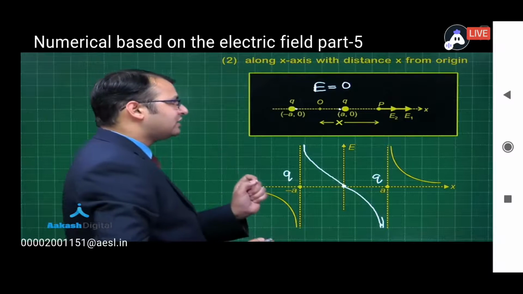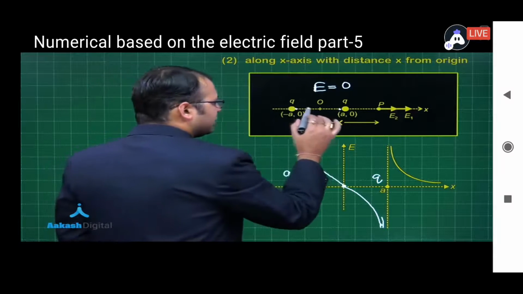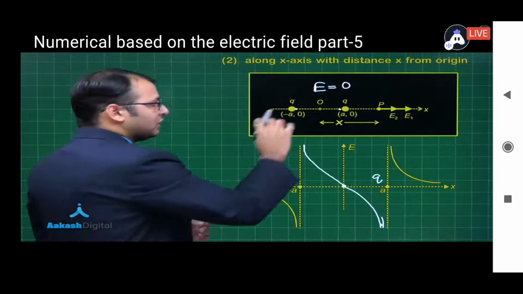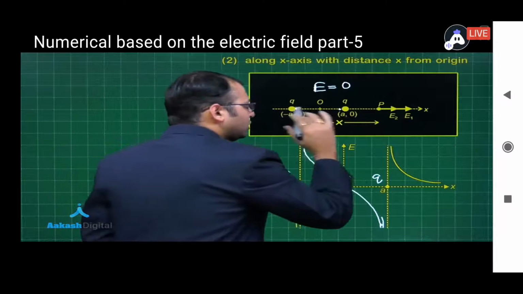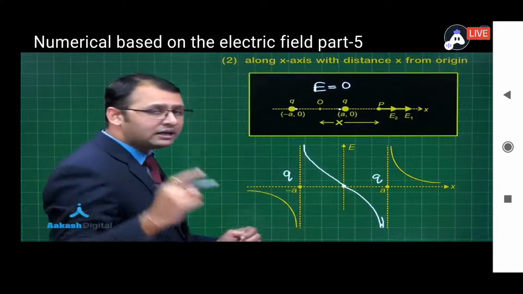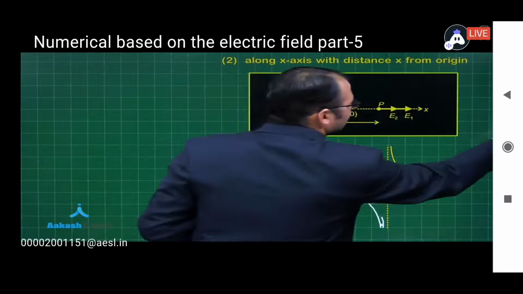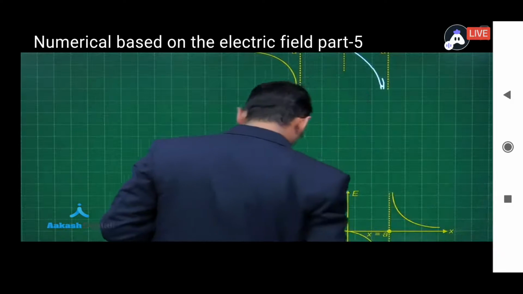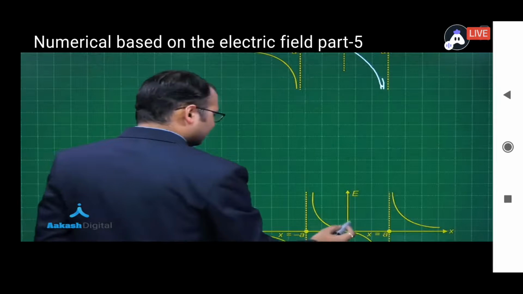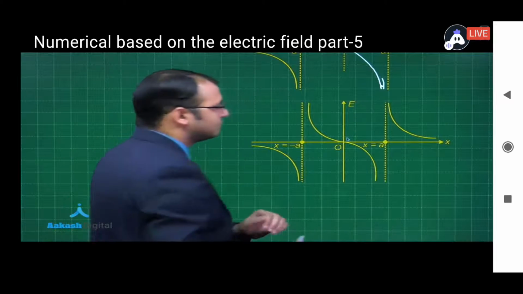So the final version is, when you move from here to here, the electric field will decrease. It will come to 0 at the center. And then from here to here, when you go, the electric field will increase, but in the opposite direction. So I have drawn this simple format for you to understand this is the answer.